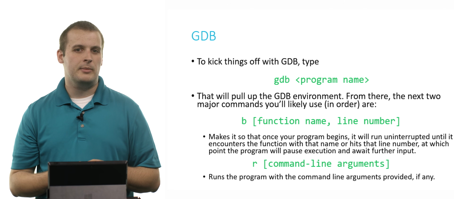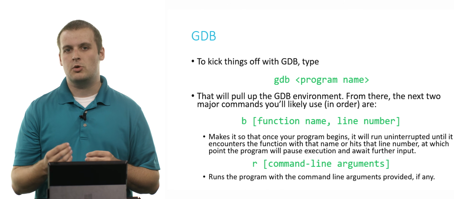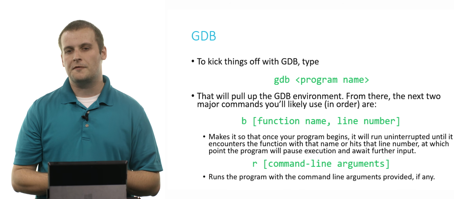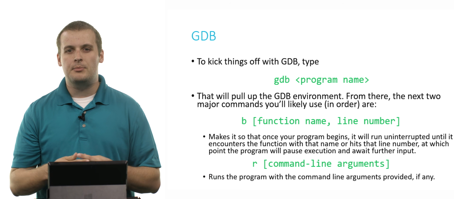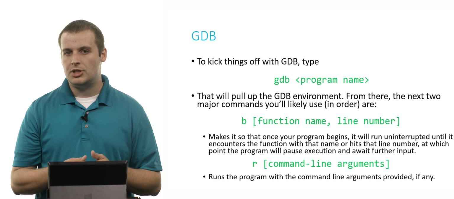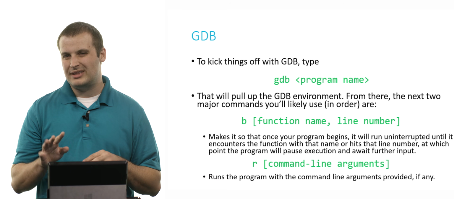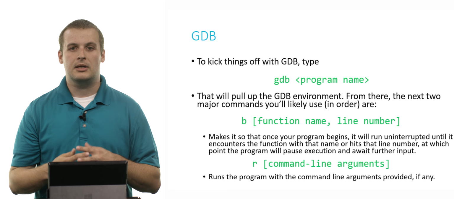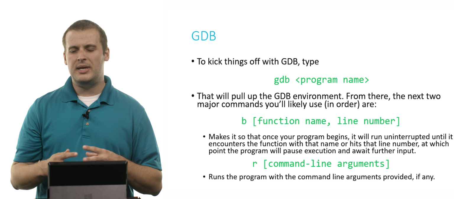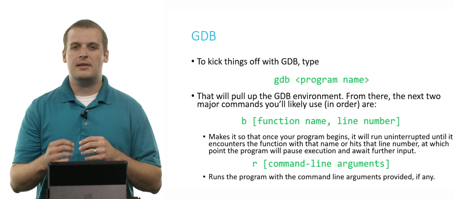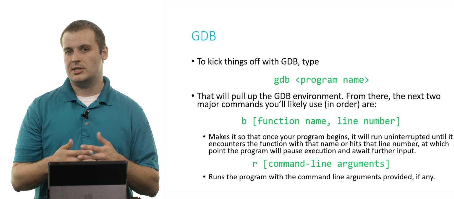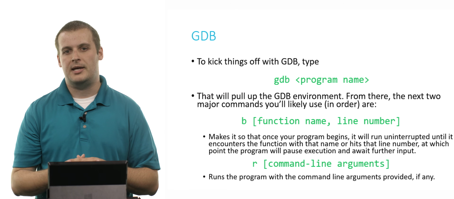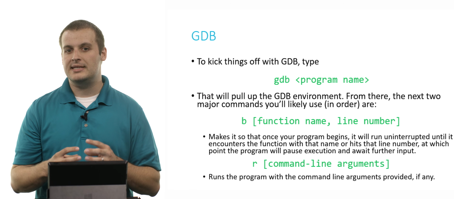Once inside of that environment, there are two major commands that you will probably use in the following order. The first is b, which is short for break. And after you type b, you typically type the name of a function, or if you happen to know around what line number your program is starting to behave a little weird, you can type a line number there as well. What b, or break, does is it allows your program to run up until a certain point, namely the name of the function that you specify or the line number that you specify. And at that point, it will freeze execution.